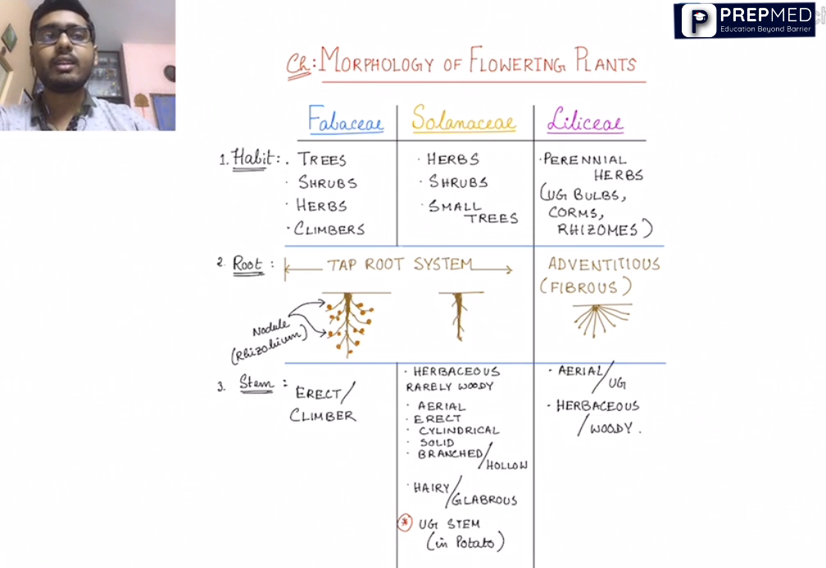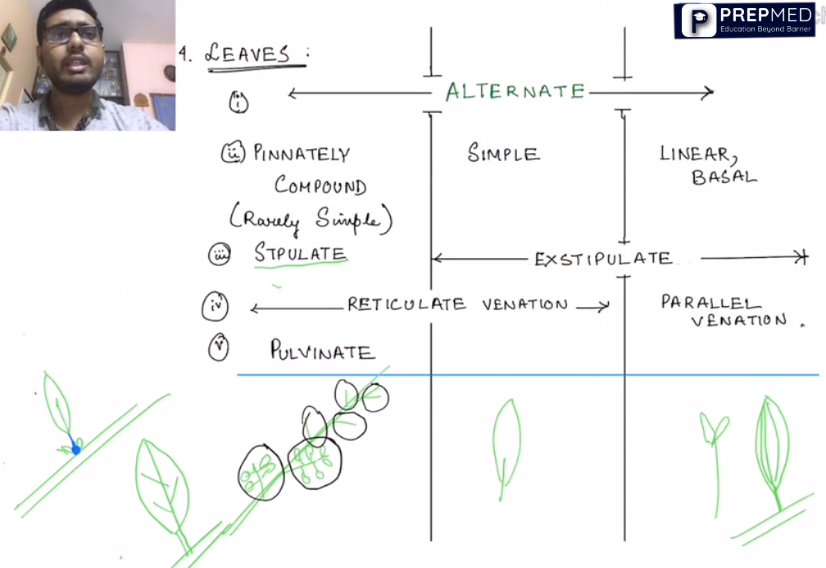Fabaceae are erect. The Solanaceae is a very easy one. It's herbaceous, rarely woody, aerial. However, you have to remember that underground stems are also present in Solanaceae. Liliaceae are aerial or underground, herbaceous or woody. Now let's come to leaves. All the leaves are alternately arranged. It's on all the three of them. Pinnately compound are found in Fabaceae.